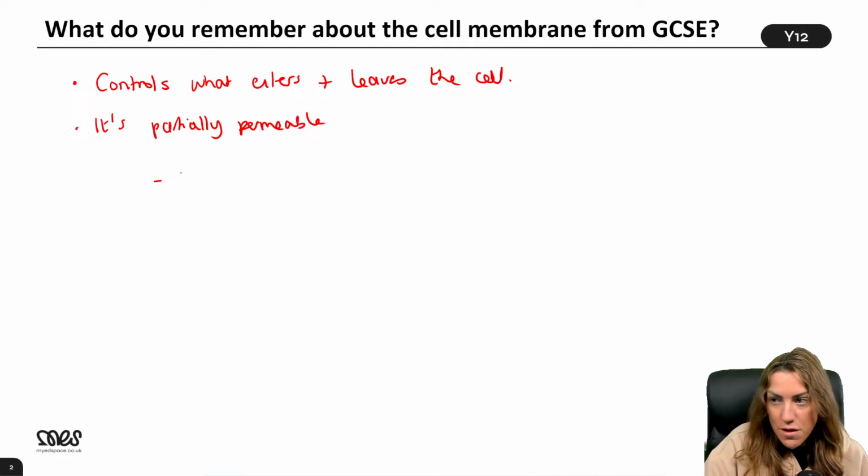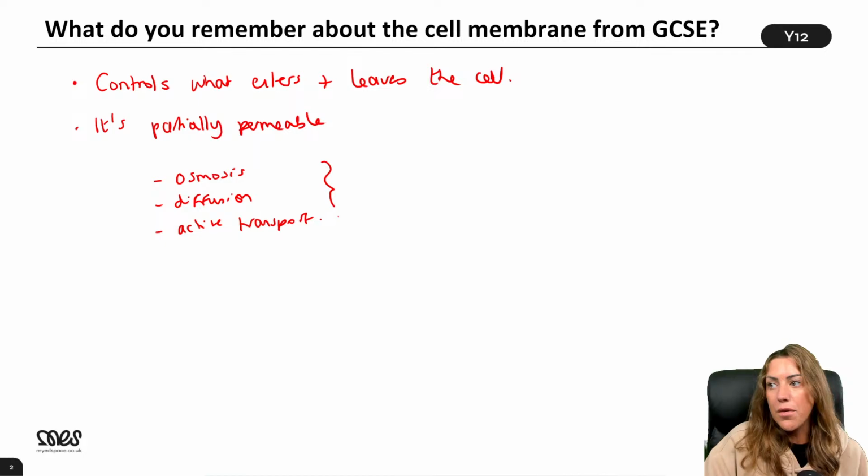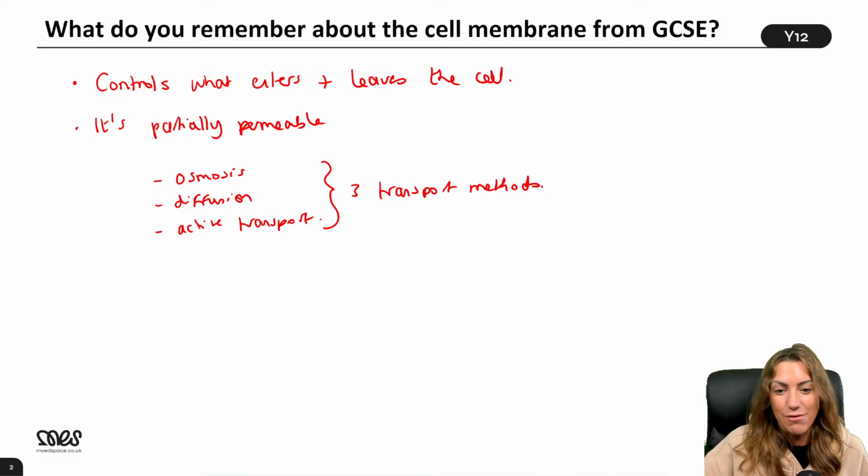Right, good. So a few of you are saying osmosis can occur over the cell membrane, diffusion can occur over the cell membrane, and active transport can occur over the cell membrane. Perfect. So they were the 3 transport methods that you learned about at GCSE. And all of these things can take place across the cell membrane to help substances move in and out of the cell. That's basically it, right? That's probably all you learn at GCSE, I would say.